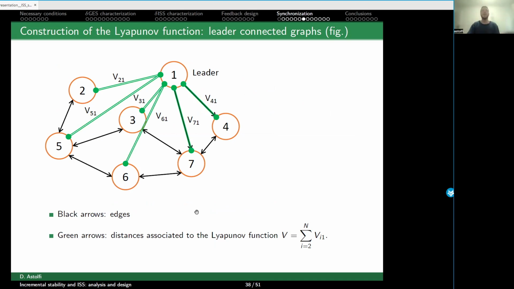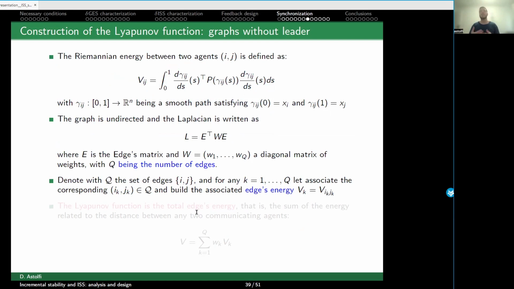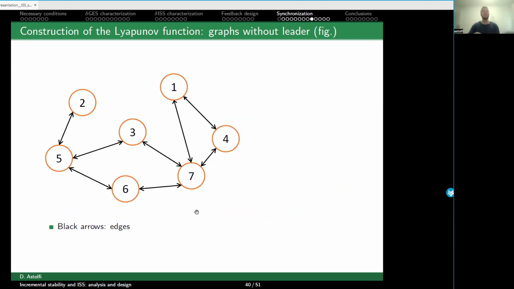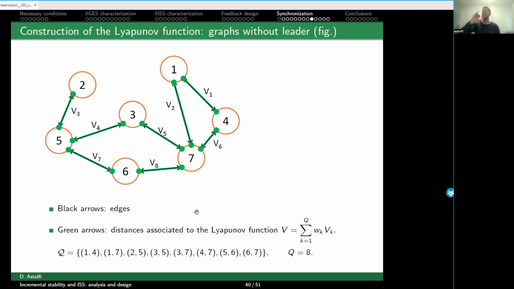So you make the Lyapunov function as the sum of the individual Lyapunov functions of the energy between any agent and the leader. In the case of an undirected graph without a leader, the construction of the Lyapunov function verifying your synchronization problem is a little different. It is done by constructing a Lyapunov function as a sum of the energy of the edges. The edges are the links, basically, and we consider any two agents communicating between them. You take the Riemannian energy associated to them, you make the sum of all this energy, and this gives you a Lyapunov function ensuring stabilization of the synchronization manifold.